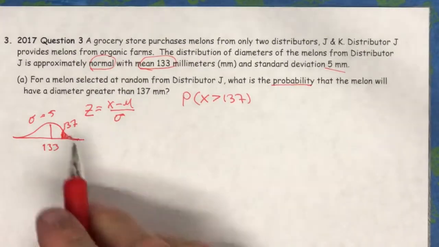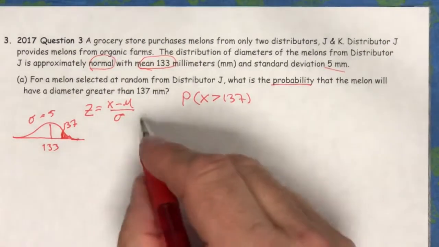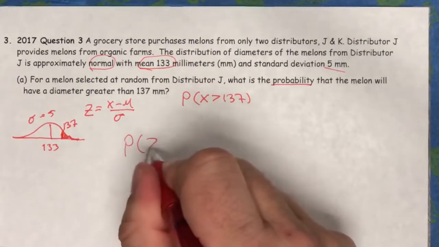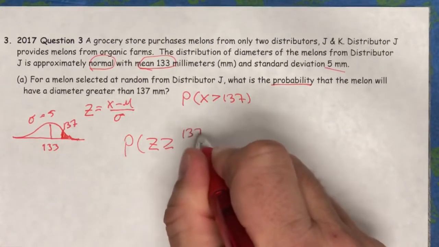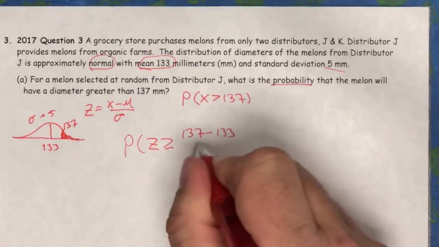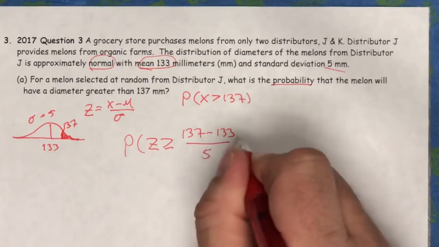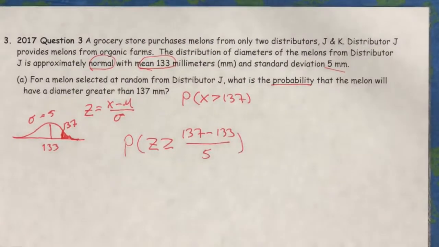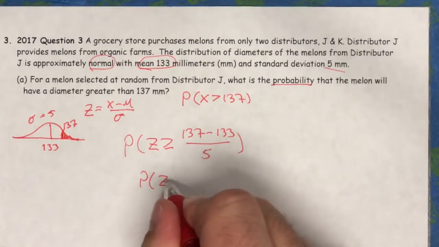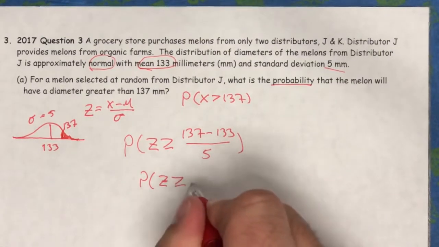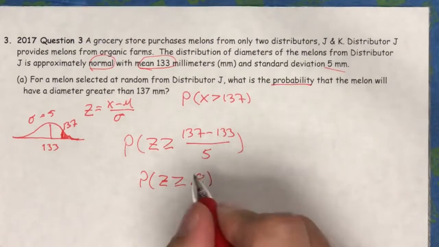So I'm going to start plugging in to see if I'm missing anything. And I go, probability that Z is greater than or equal to 137 minus 133 over 5. Well, I have everything I need to know. And so I'm going to go ahead and simplify to find Z, and I go, probability that Z is greater than or equal to 0.8.